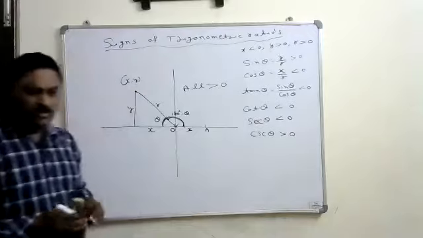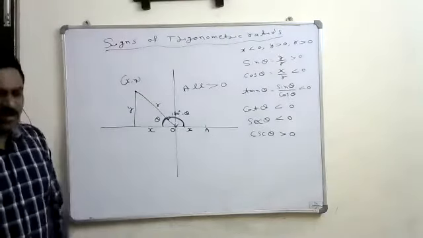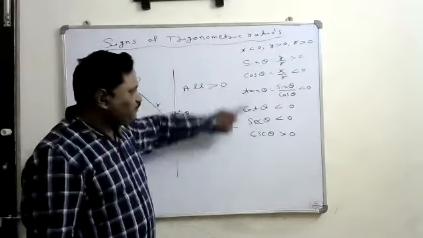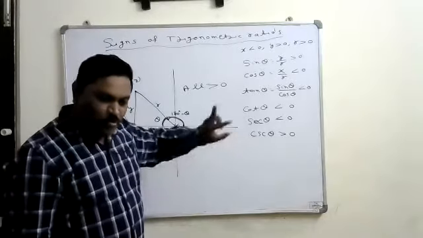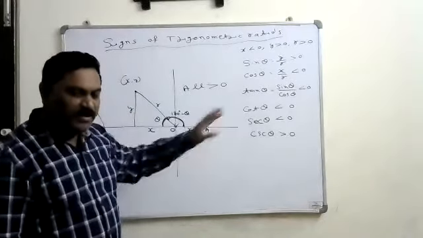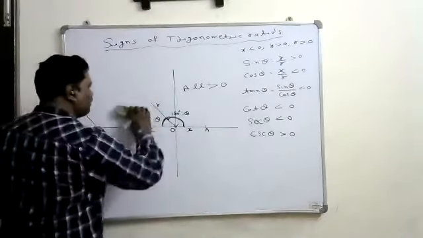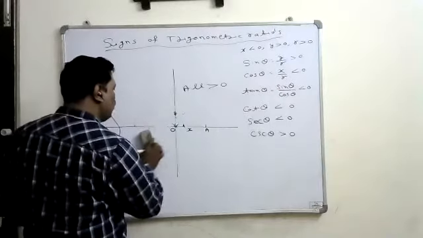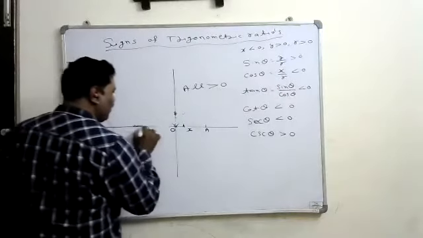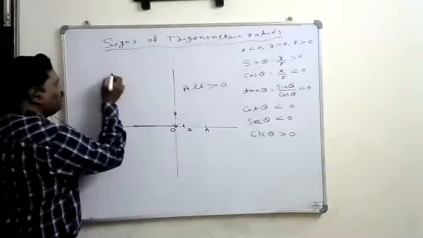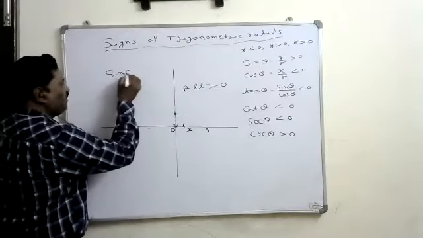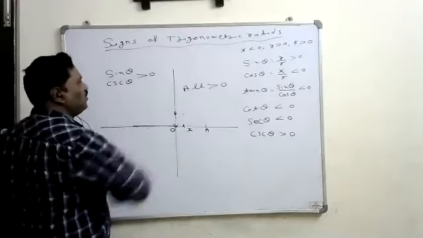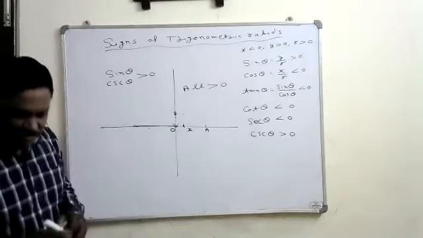So, which functions are positive in the second quadrant? Sine and cosecant. Only two are positive, and the remaining are all negative in the second quadrant. This is the point you have to remember. Therefore, in the second quadrant, sine theta is positive and its reciprocal cosecant theta is positive.